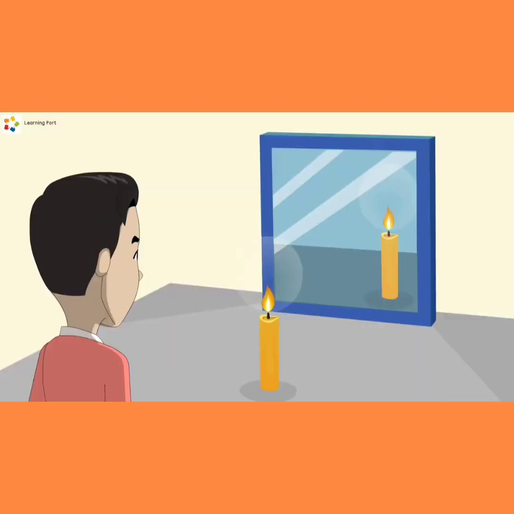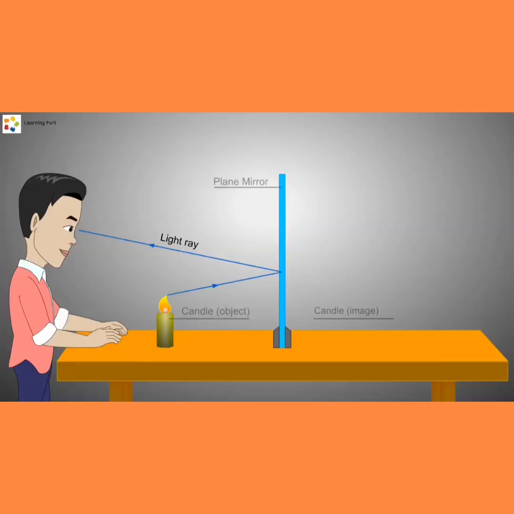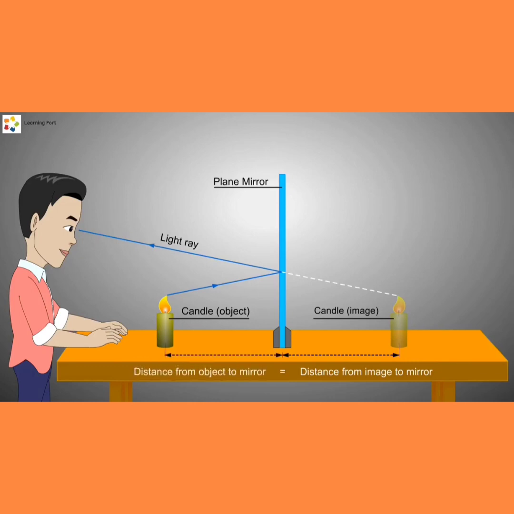We see an image of the object in the mirror because light rays from the object bounce off the mirror and reach our eyes. This makes it seem like the light rays came from inside the mirror. This process is called the reflection of light. For a plane mirror, the distance from the image to the mirror is equal to the distance from the object to the mirror.